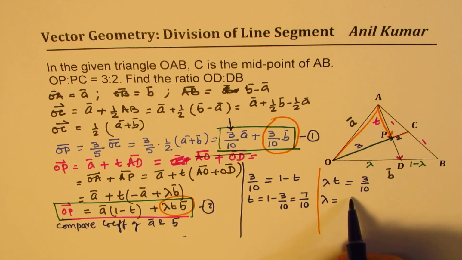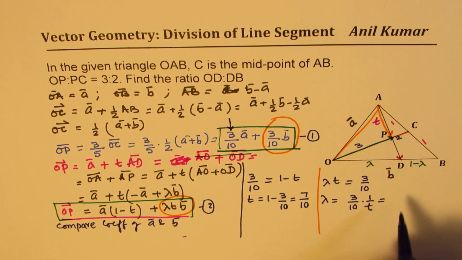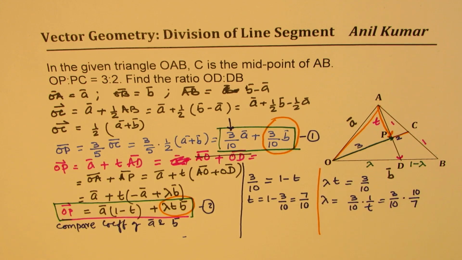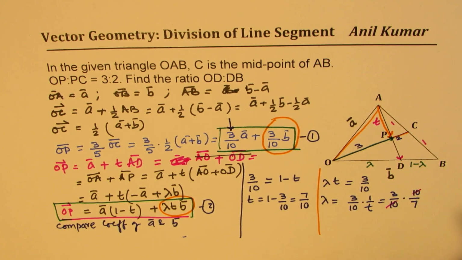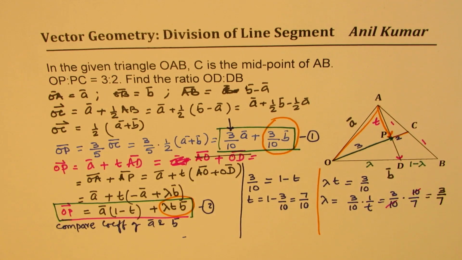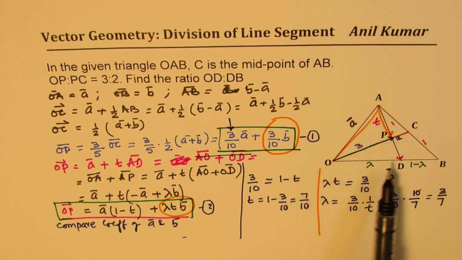So we can find lambda now from here. Lambda will be 3 over 10 times 1 over T, which is 3 over 10 times the reciprocal of this, which is 10 over 7. So 10 and 10 cancel. So we get lambda equal to 3 over 7. Correct? So lambda is 3 over 7. So we get this value OD is 3 over 7.